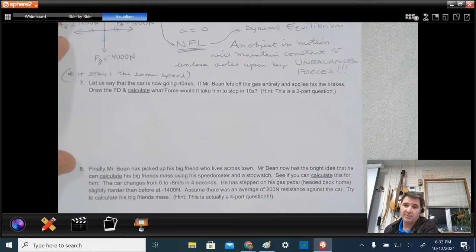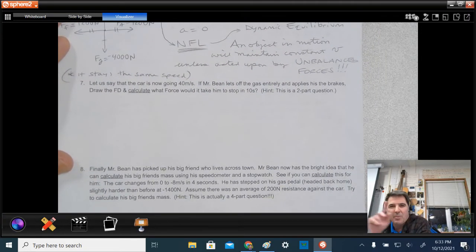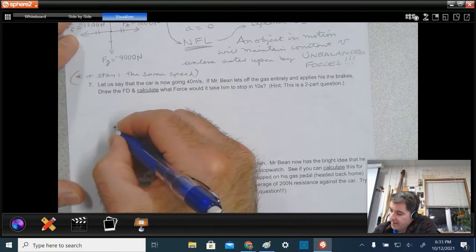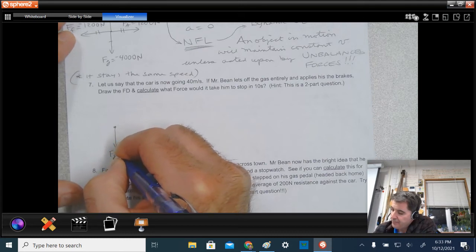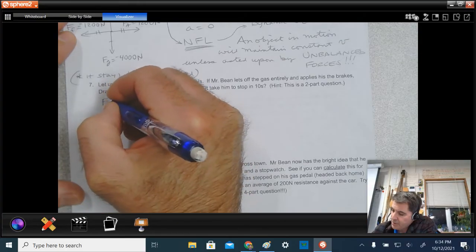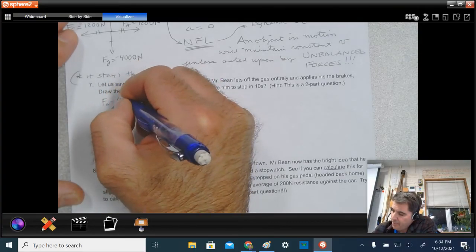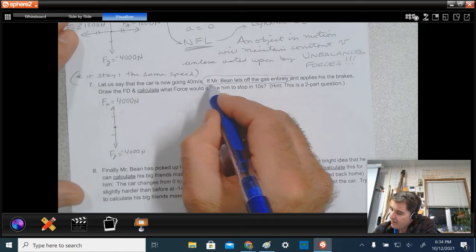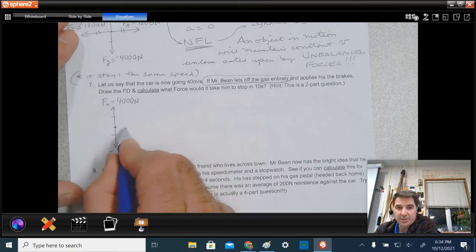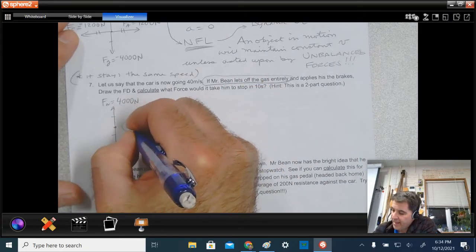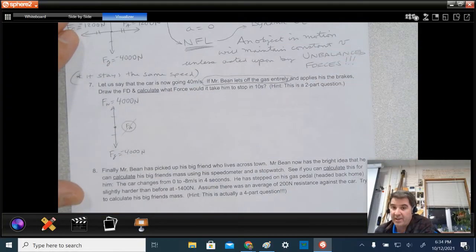So apparently you're back now. All right, so the car is now going 40 meters per second. If Mr. Bean lets off the gas entirely and applies the brakes, draw the force diagram. Okay, so the force diagram is going to, once again, look a little bit like this. I'm going to have the force of gravity, negative 4,000 newtons, and up I have the normal force, which is a positive 4,000 newtons. And it says he lets off the gas entirely. So how much force do I have going this direction? None. He lets off the gas entirely. So I don't have to draw FA, I'm just showing you that there's no FA.